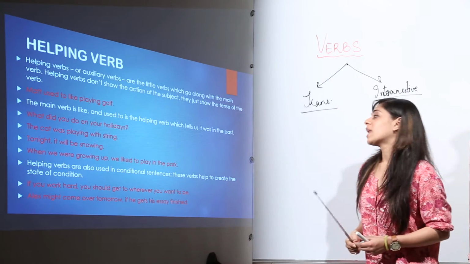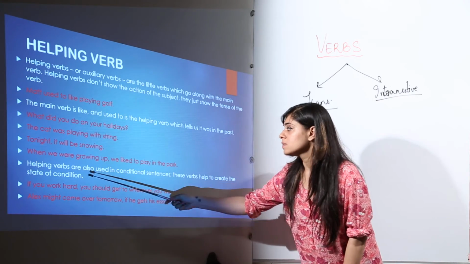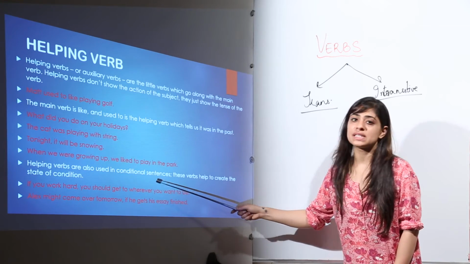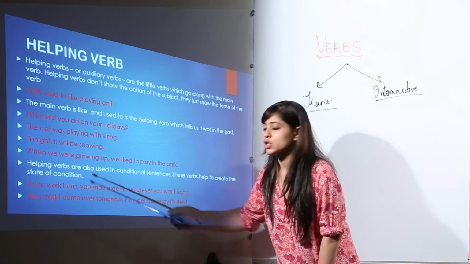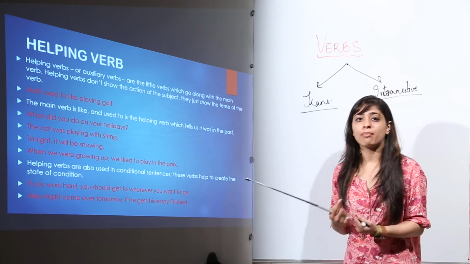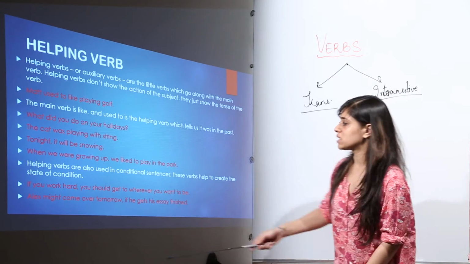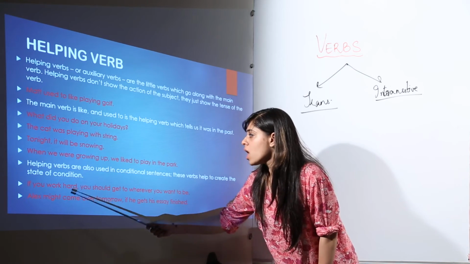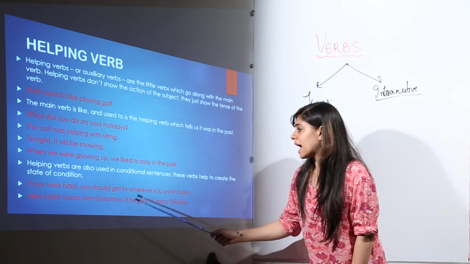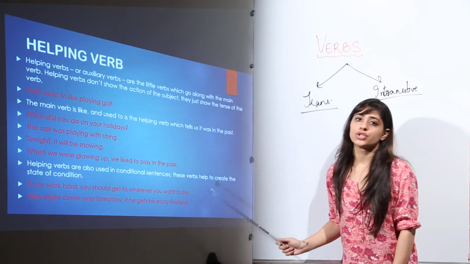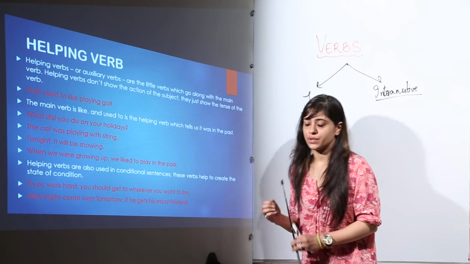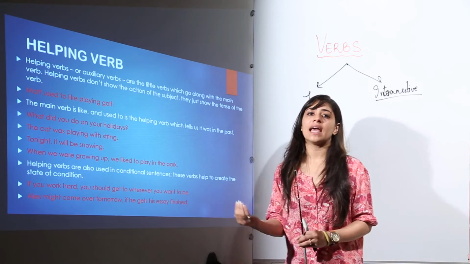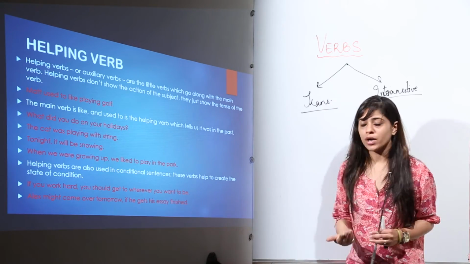Another thing about helping verbs is that they are also used in conditional sentences. These verbs help to create the state of condition. We can explain this better with the help of an example. Let's see the next example. If you work hard, you should get to wherever you want to be. Here the helping verb has been used for a condition: if you work hard, then only will you be able to achieve what you want to be.